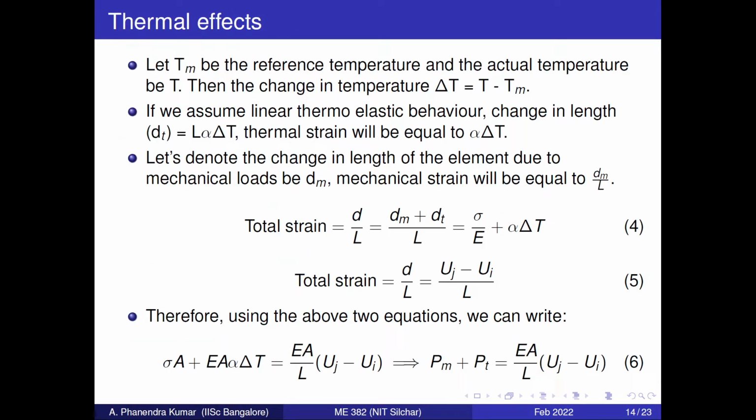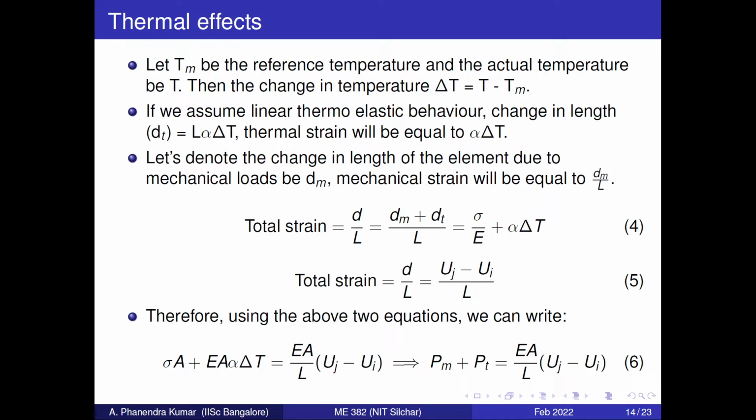So for thermal effects, let's consider Tm as the reference temperature. In most cases the reference temperature will be considered as the room temperature, ranging from 25 degrees centigrade to 30 degrees centigrade. Let's say the actual temperature to which the member or the structure is subjected is T. Then the net change in temperature we will consider as T minus Tm. Let's denote the T minus Tm term as delta T. Here we assume that there is a linear thermal elastic behavior.